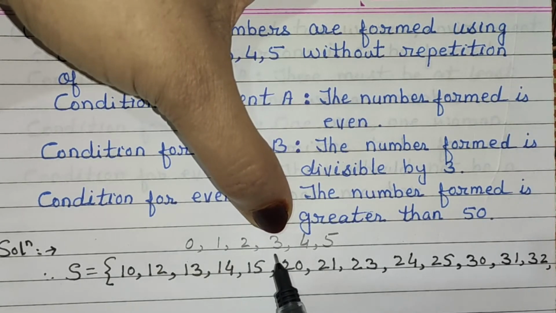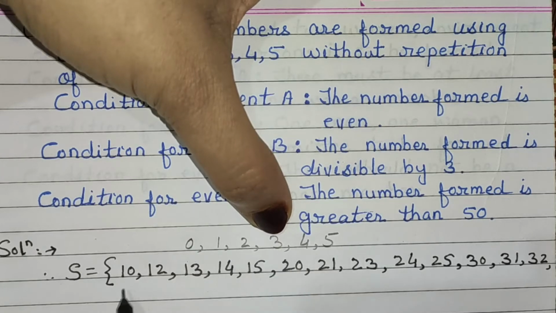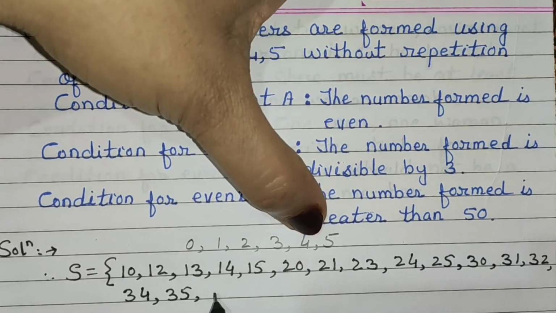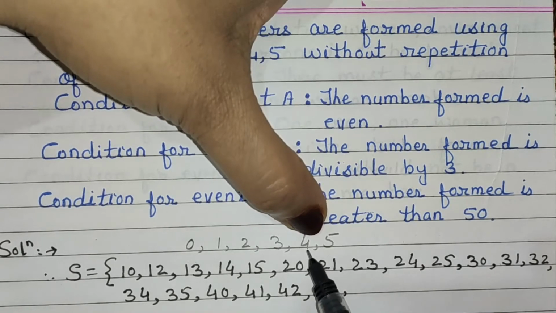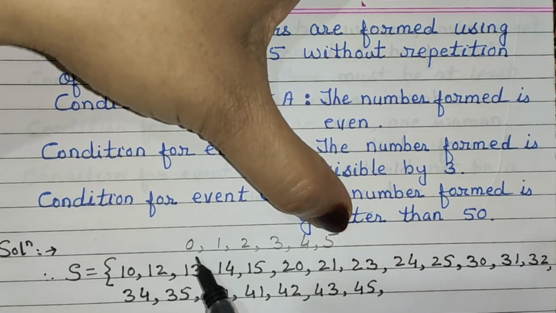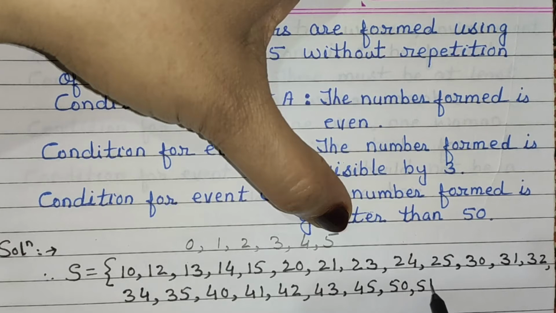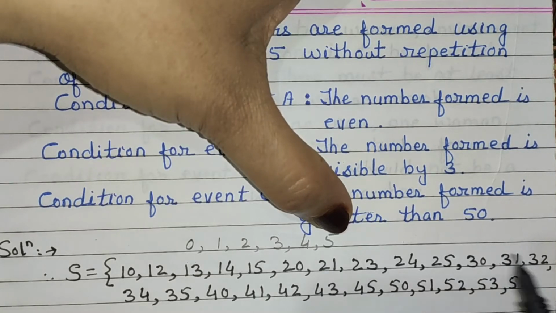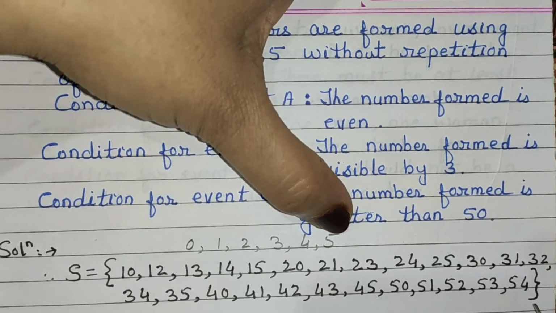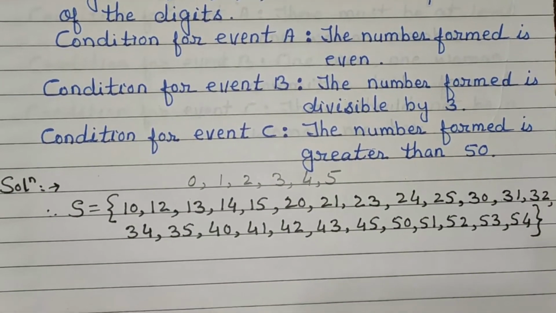Now 33 is repetition of the digit. Now the next ones are 34 and 35. Now I start from 4: 40, 41, 42, 43. Now 44 is repetition of the digit. Now next ones are 45 and last 50, 51, 52, 53, 54, and 55 is the repetition of the digits. Therefore we don't write here. Now these are the sample points.